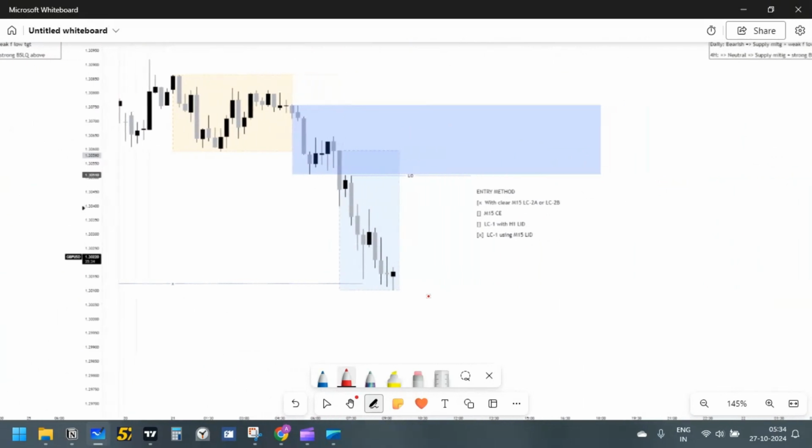The entry method is very simple. Either I can look for the H1 lid or the M15 lid. Obviously, I'll choose the M15 lid because I can expect the price to tap here and use this M15 supply and then push the price down. This would be the inducement area where the price can use this as inducement, tap into the M15 POI, and then push the price down. I can expect the LC2A or LC2B, and if that happens, it's good. Otherwise, I'm okay with LC1.